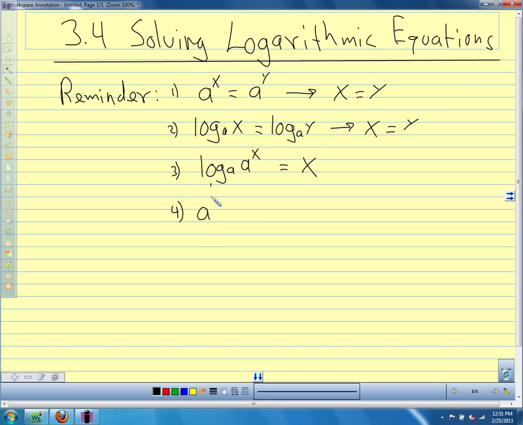A to the log base a of x power equals x. So these undo each other. So these are our four rules really, our main rules that we're using when we're solving these equations.